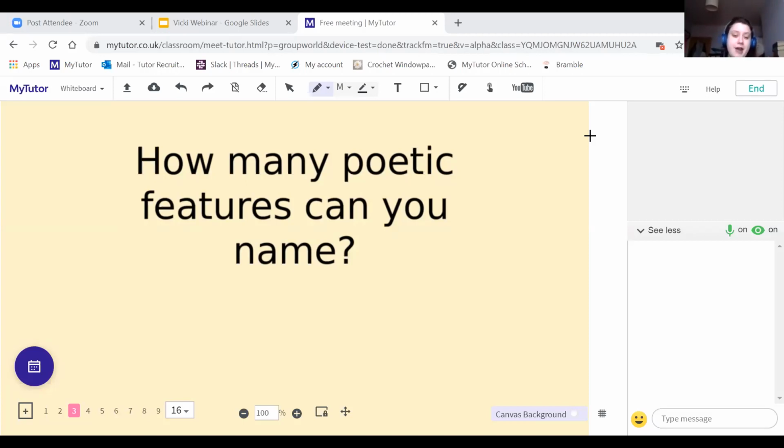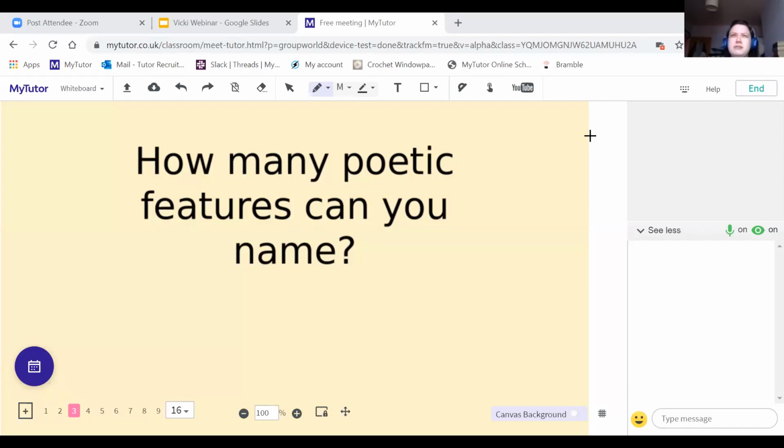Rhythm, half rhyme, yeah, half rhyme's a really interesting one. Metaphors, onomatopoeia, yeah, but they're sort of general ones as well, but you're not wrong. Shape of stanzas, yeah, shape of stanzas is a really interesting one.